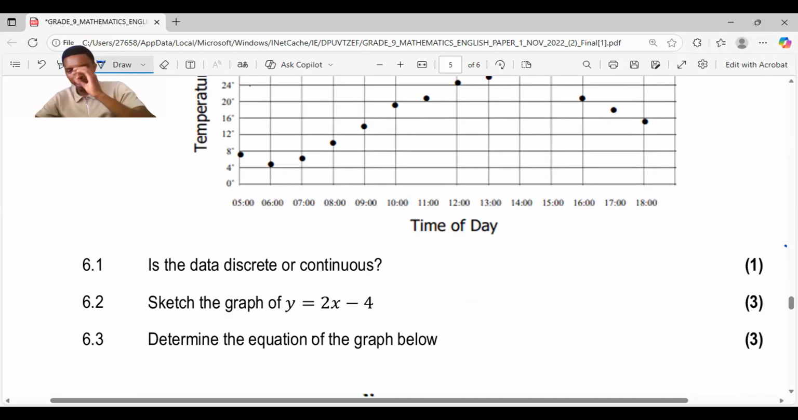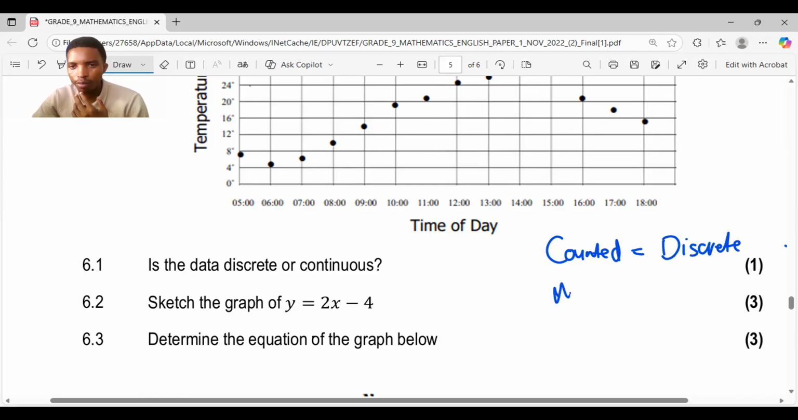Remember, let's write it down. Data that is counted, if you can count it, it is what? It is discrete, right? If it is measured, it's continuous. So in this case, I will just look at your work. Our answer here is that our data is continuous.